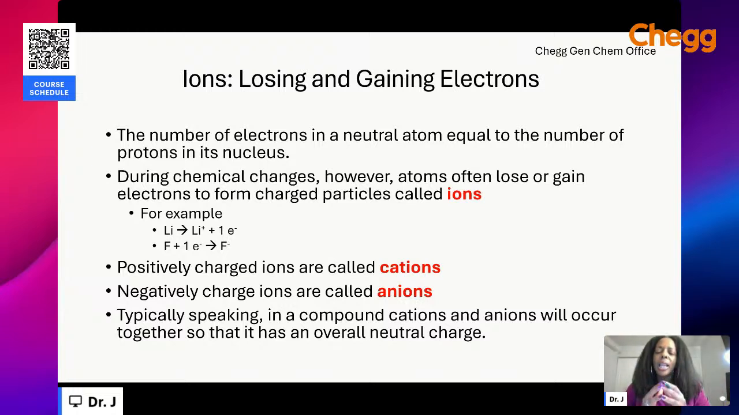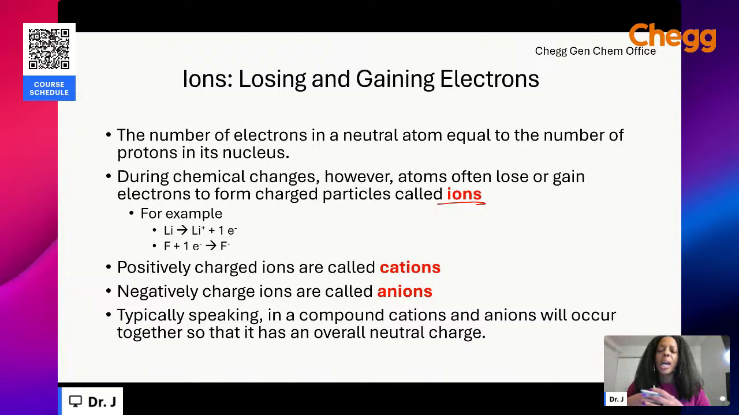Now, because electrons are negatively charged, if we add more or take some away, that's going to impact the overall charge of that atom. And so anytime we're having a chemical reaction happen, if an atom loses or gains an electron, that's when it becomes an ion.